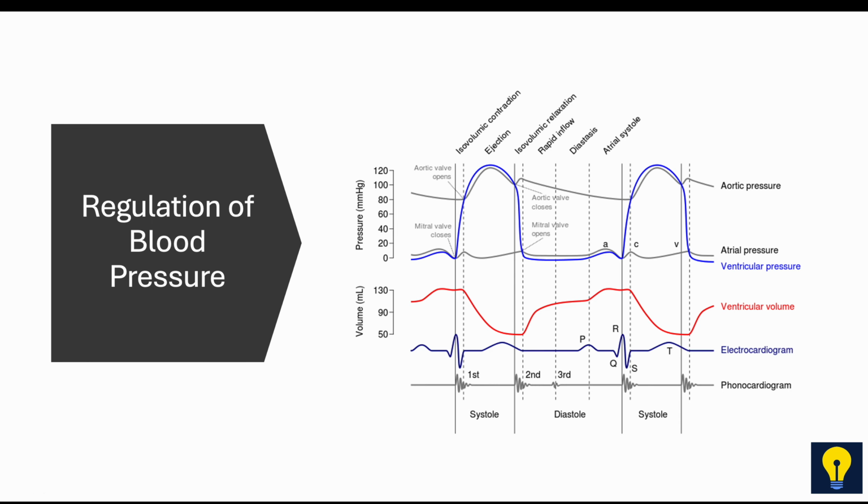Now we'll go to the regulation of blood pressure. How does the cardiovascular system regulate our blood pressure? Various elements in the cardiovascular system play a crucial role in controlling blood pressure. There are hormones and autonomic nerve signals from the brain that influence both the rate and the strength of heart contractions. When there's an increase in contractile force and heart rate, this results in elevated blood pressure.